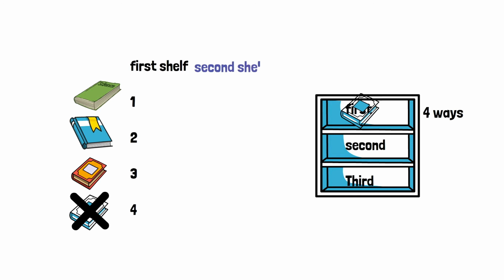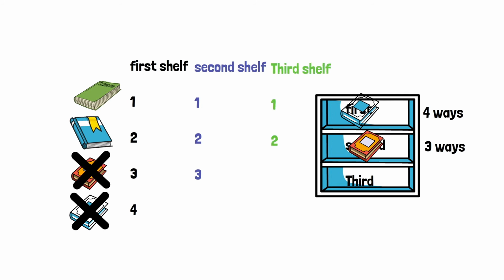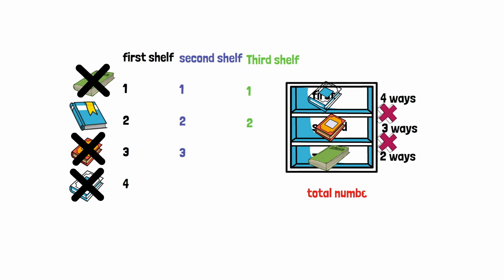So the 3 books left can be placed in the second position. So it can be green, blue, orange. So there are 3 different ways. Now the third position can be filled by the remaining 2 books. It can be green or blue. So there are 2 ways. Let's put this book here. Now we have to arrange all these shelves, so we multiply them. So this is actually the total number of ways this arrangement can be done.